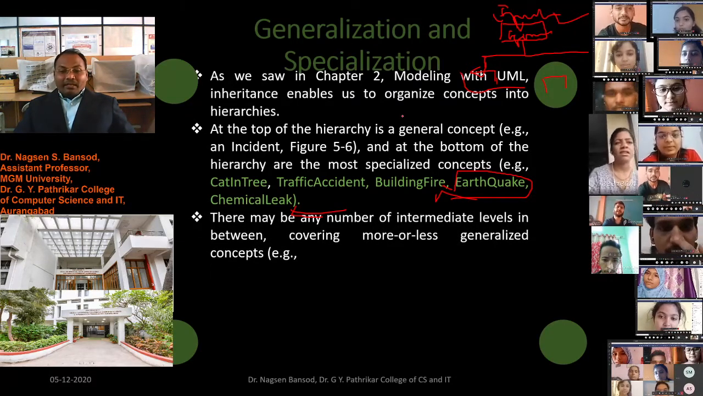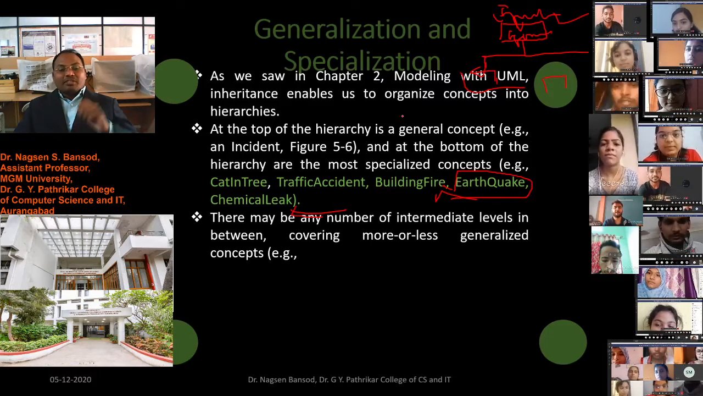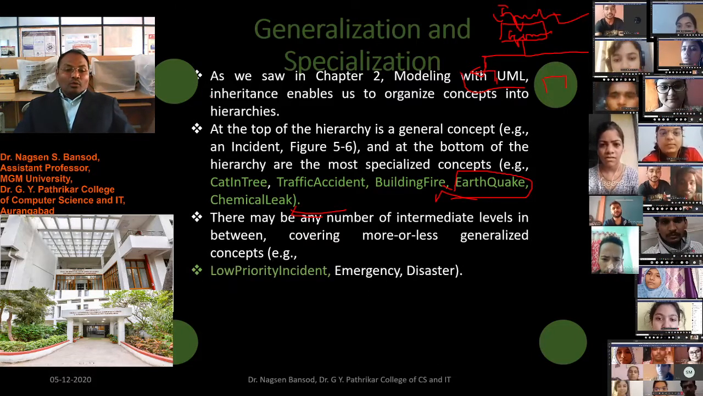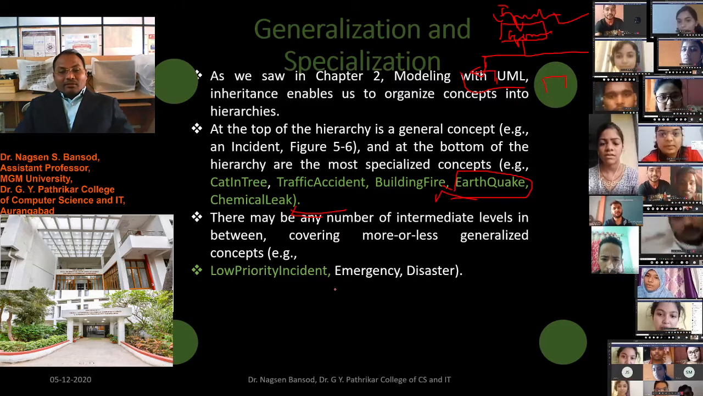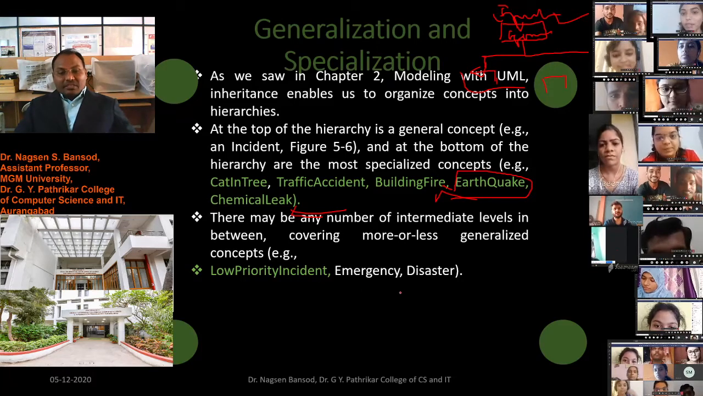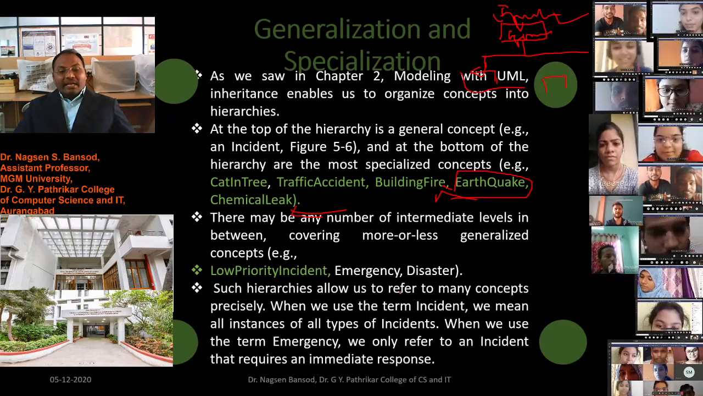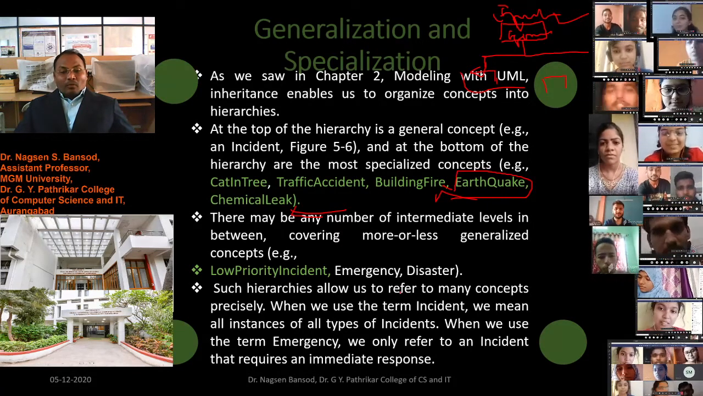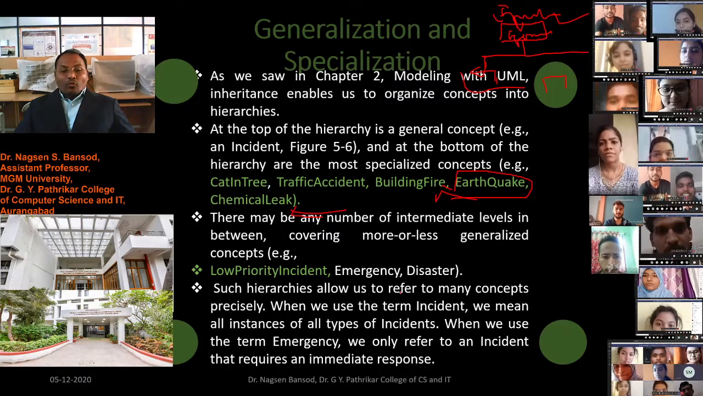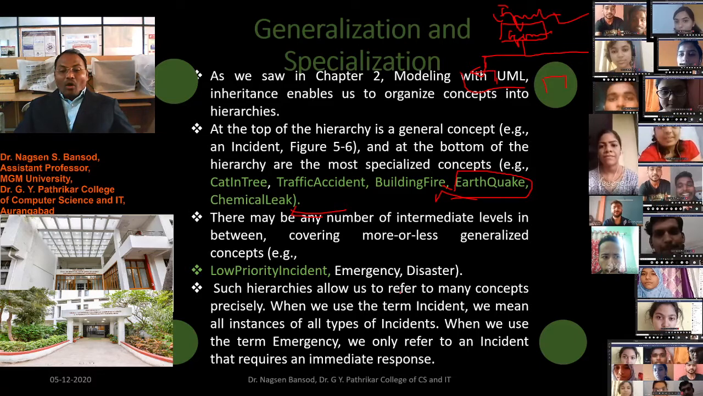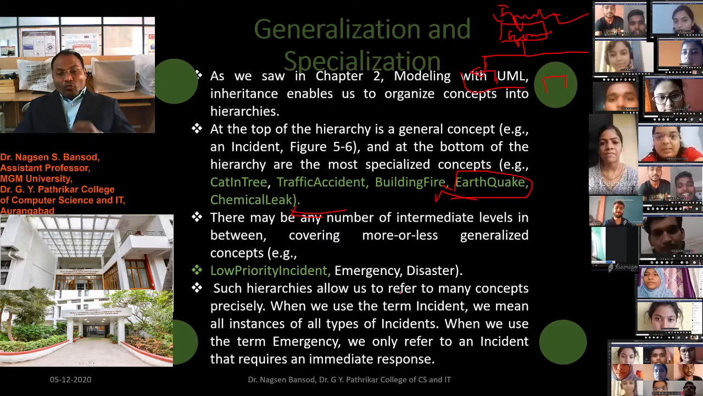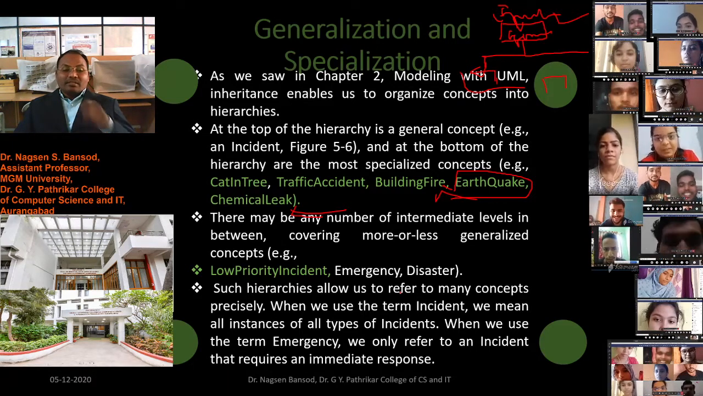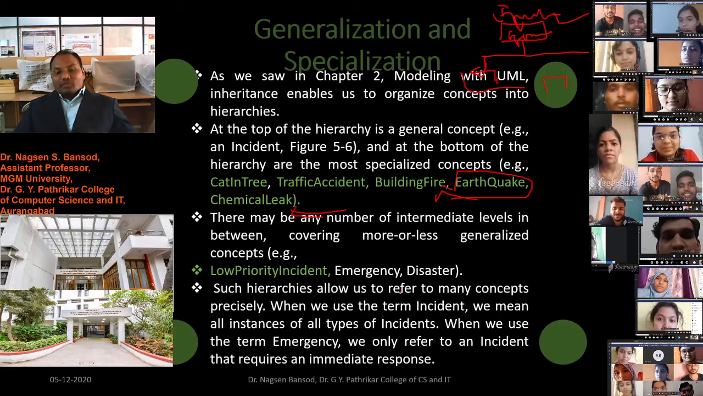There may be any number of intermediate levels in between, covering more or less generalized concepts, for example, low priority incident, emergency, disaster. Such a hierarchy allows us to refer to many concepts precisely. When we use the term incident, we mean all instances of all types of incident. When we use the term emergency, we only refer to an incident that requires immediate response.